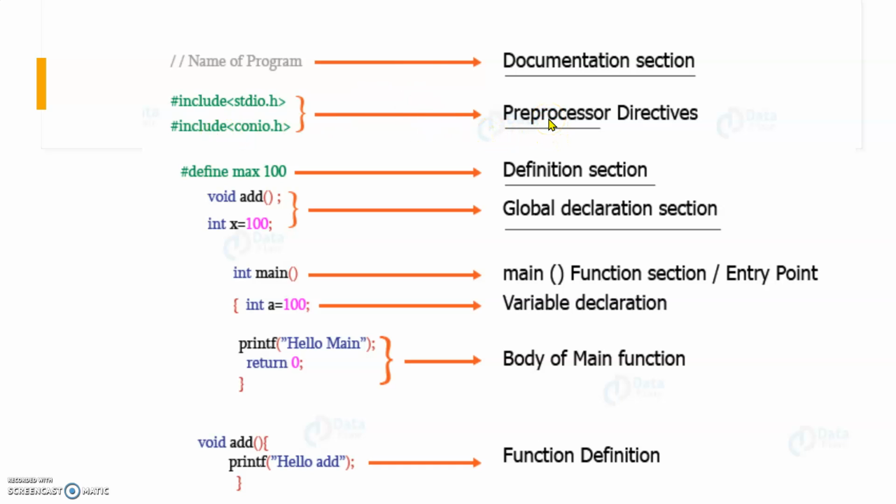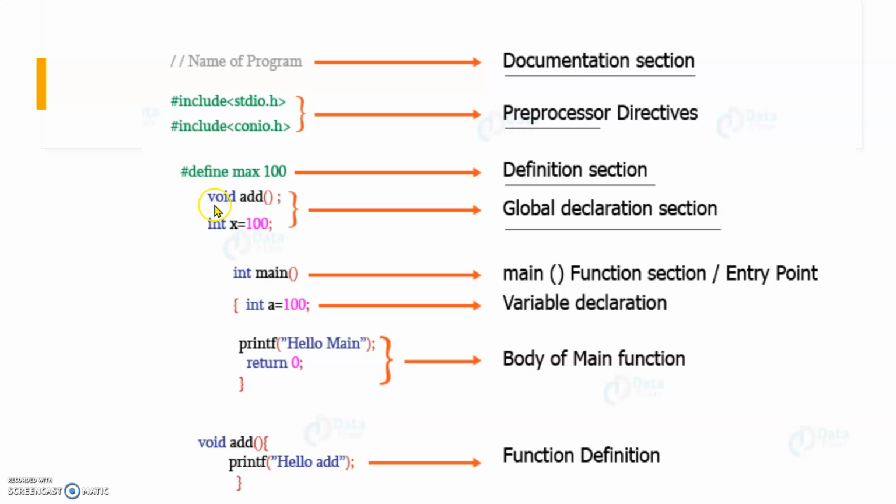And while learning the compilation process, I told you we have a preprocessing phase also, where the preprocessor will be including the code of this header file. So that's why these are called preprocessor directives. Next one is your definition section, where I have defined a constant called max with a value of 100, right? And then we have a global variable section, where this x variable is declared, or we can have a global section of functions also, but let us learn about this in detail while learning about functions.